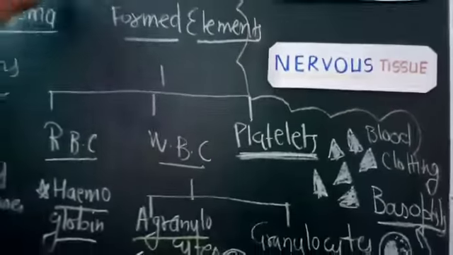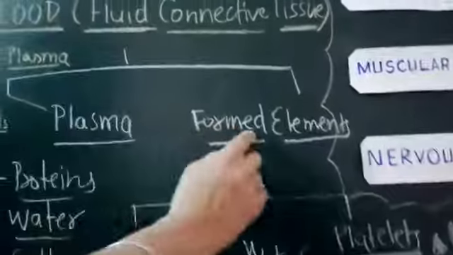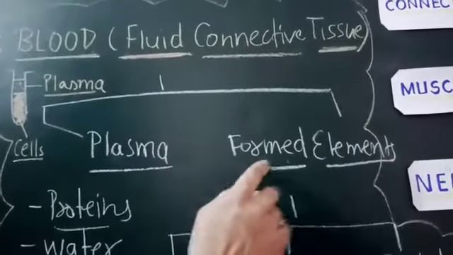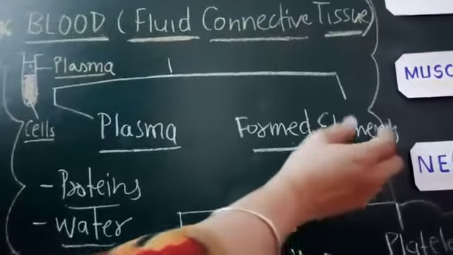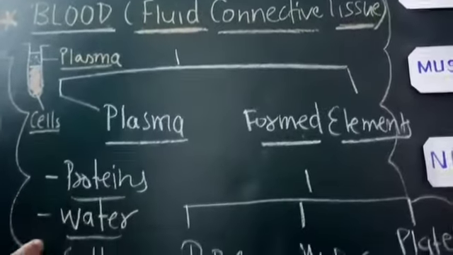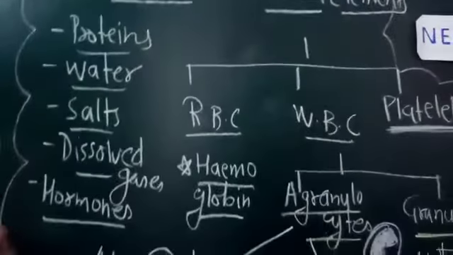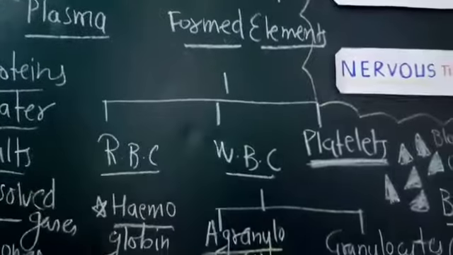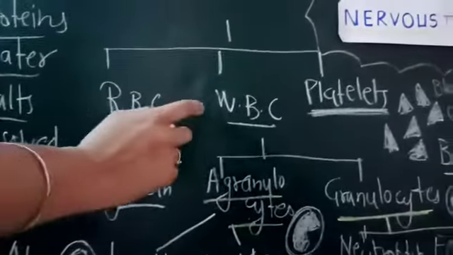I repeat again, blood consists of two components: plasma, that is a colorless fluid matrix, and formed elements. Elements means here cells which have a form. Plasma contains proteins, water, salts, dissolved gases and hormones, and the formed elements have RBCs which carry hemoglobin.